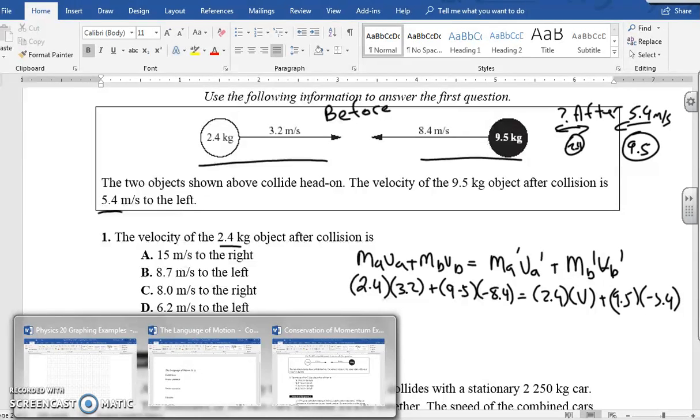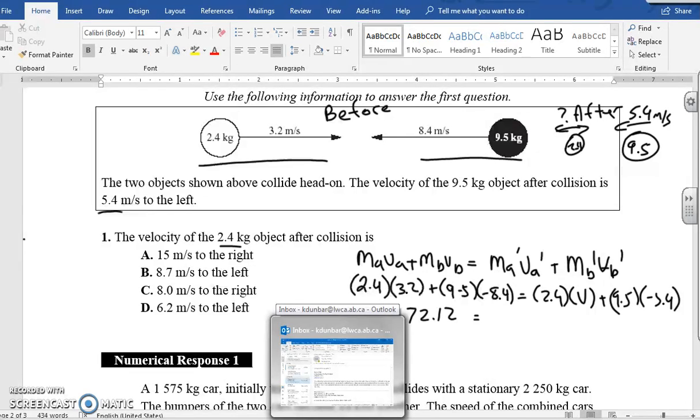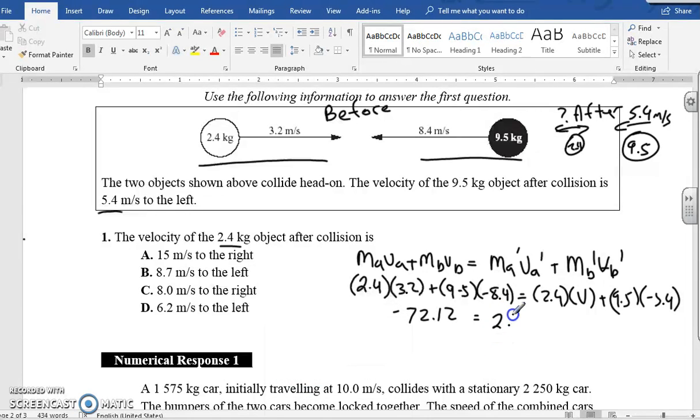We're going to simplify this, starting with the sides. 2.4 multiplied by 3.2 gets us 7.68. Adding to that, 9.5 times negative 8.4 gets us negative 72.12, so that side is negative 72.12. On the other side, 9.5 times negative 5.4 gives you 2.4 V plus negative 51.3. Simplifying, we're going to subtract negative 51.3 from negative 72.12.